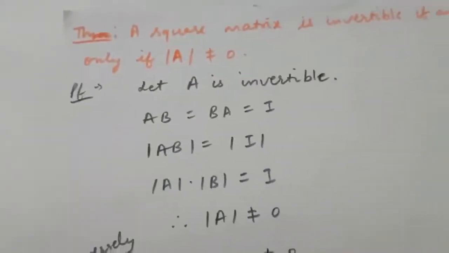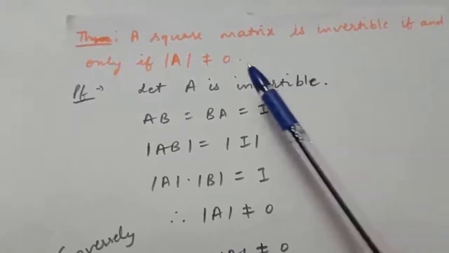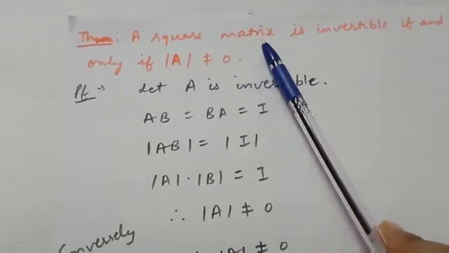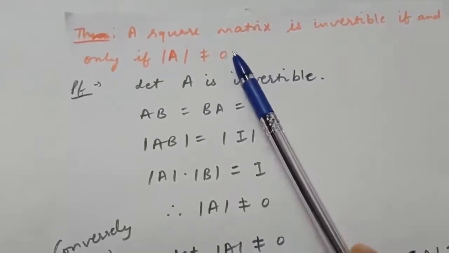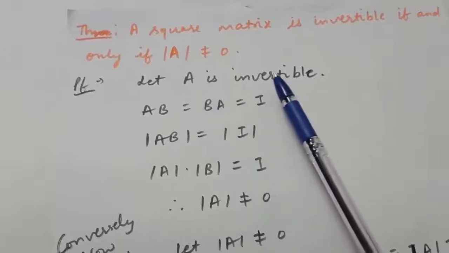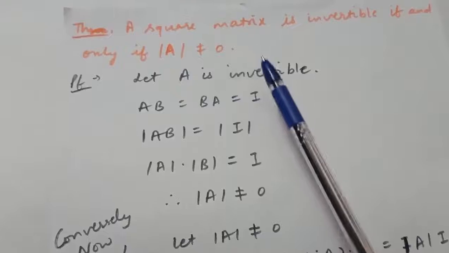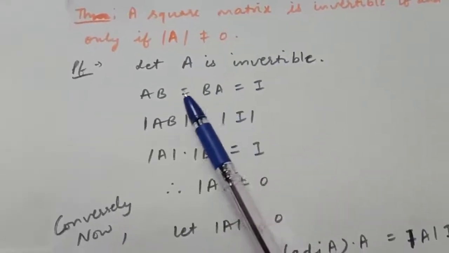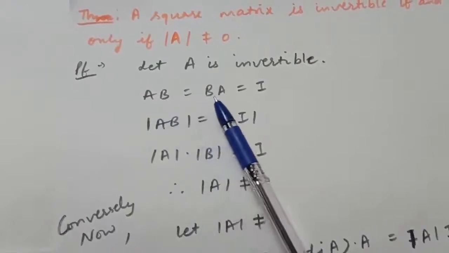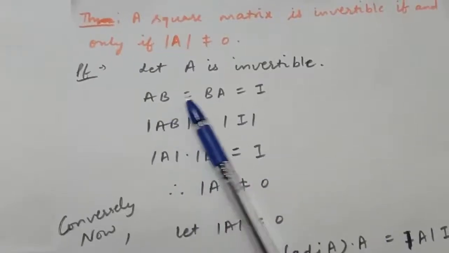Clear? Now the next theorem is: a square matrix is invertible if and only if determinant of A is not equal to 0. That is, a square matrix is invertible if it is non-singular. So we will prove this, first of all, taking that A is invertible. Now we will show that determinant of A is not equal to 0. If A is invertible, this means there exists a matrix B such that AB is equal to BA is equal to the identity matrix.